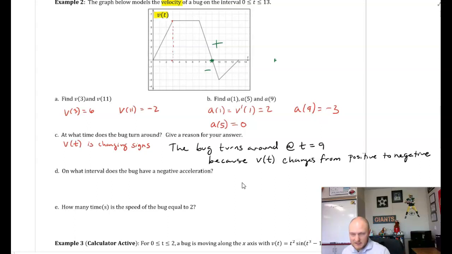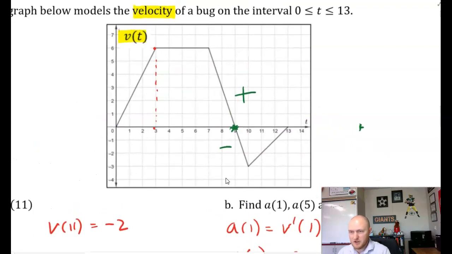Okay. D, on what interval does the bug have a negative acceleration? So they're saying acceleration, which remember is the same thing as the derivative of velocity, has a negative acceleration. When is it less than 0? So again, up here, this is velocity, so I want a negative slope of velocity. Well, that's going to occur right here on this interval. Okay, so along that line, which it looks like is from 7 to 10.